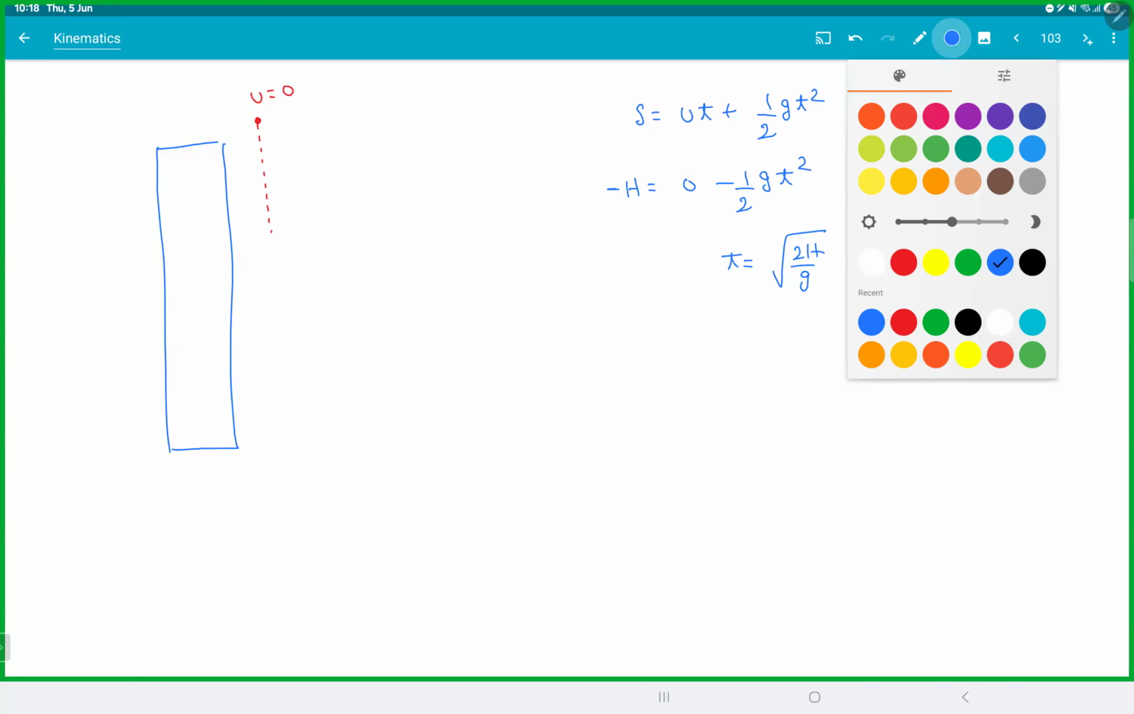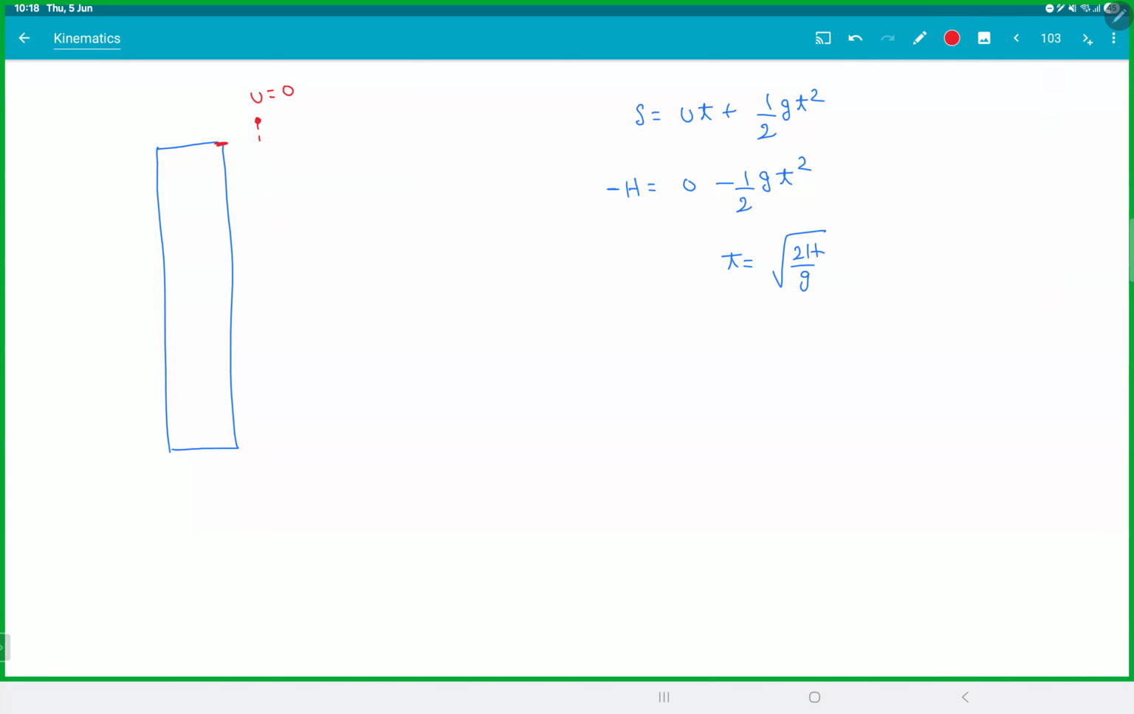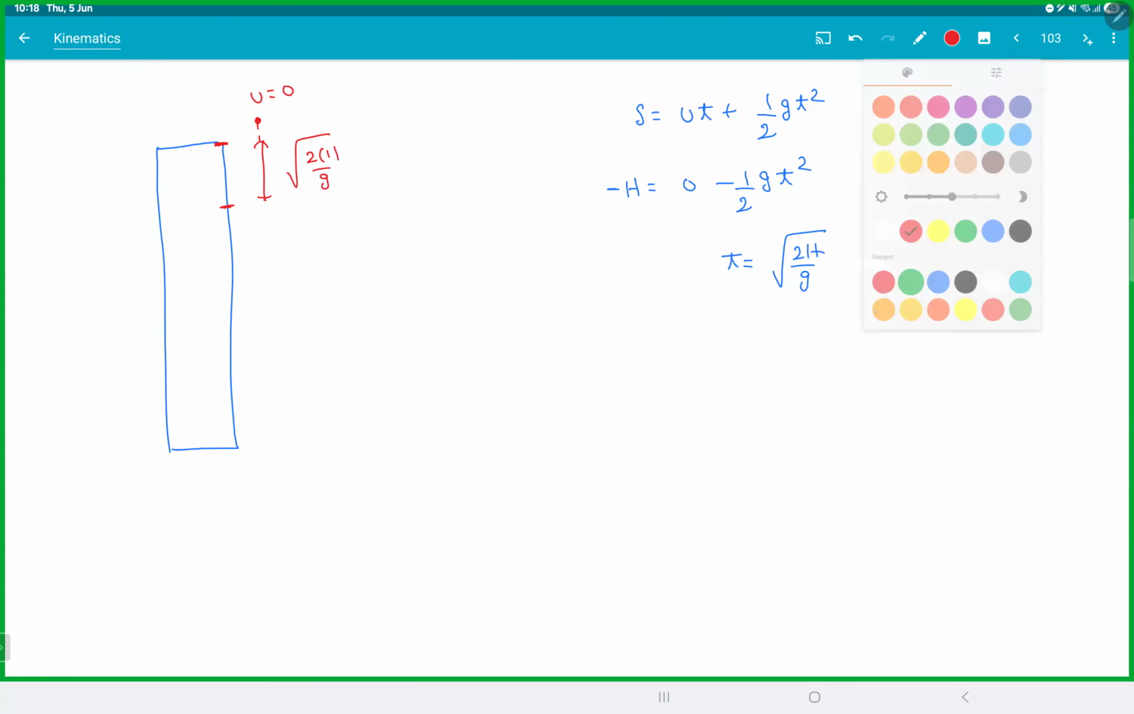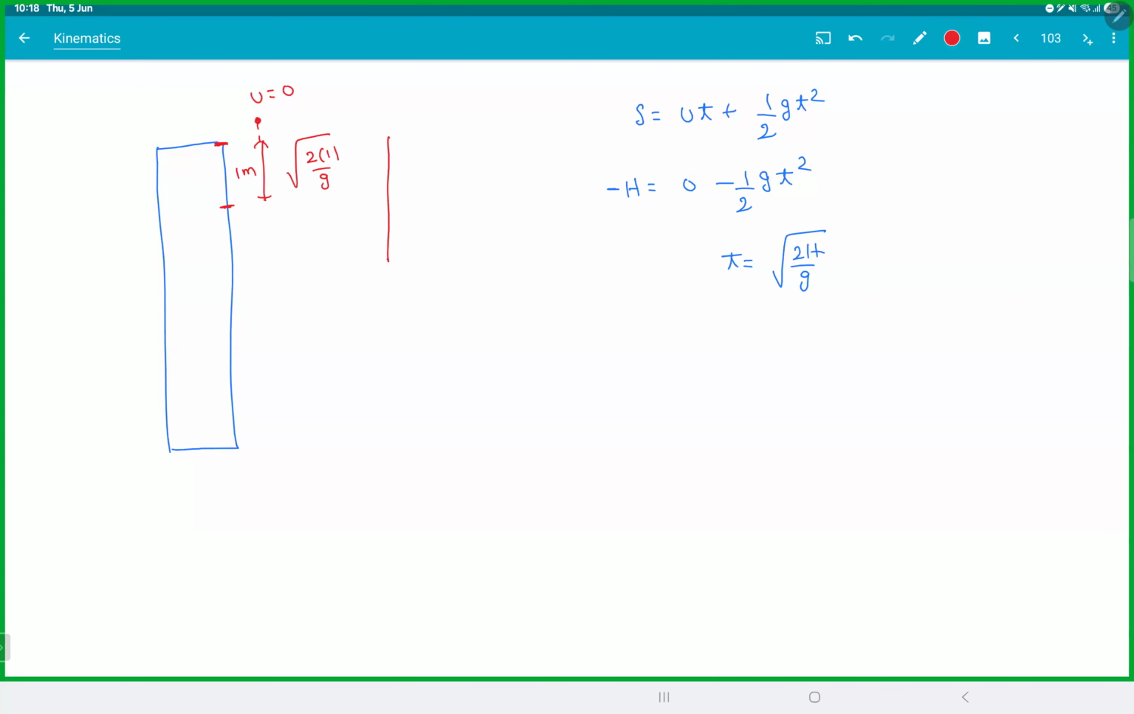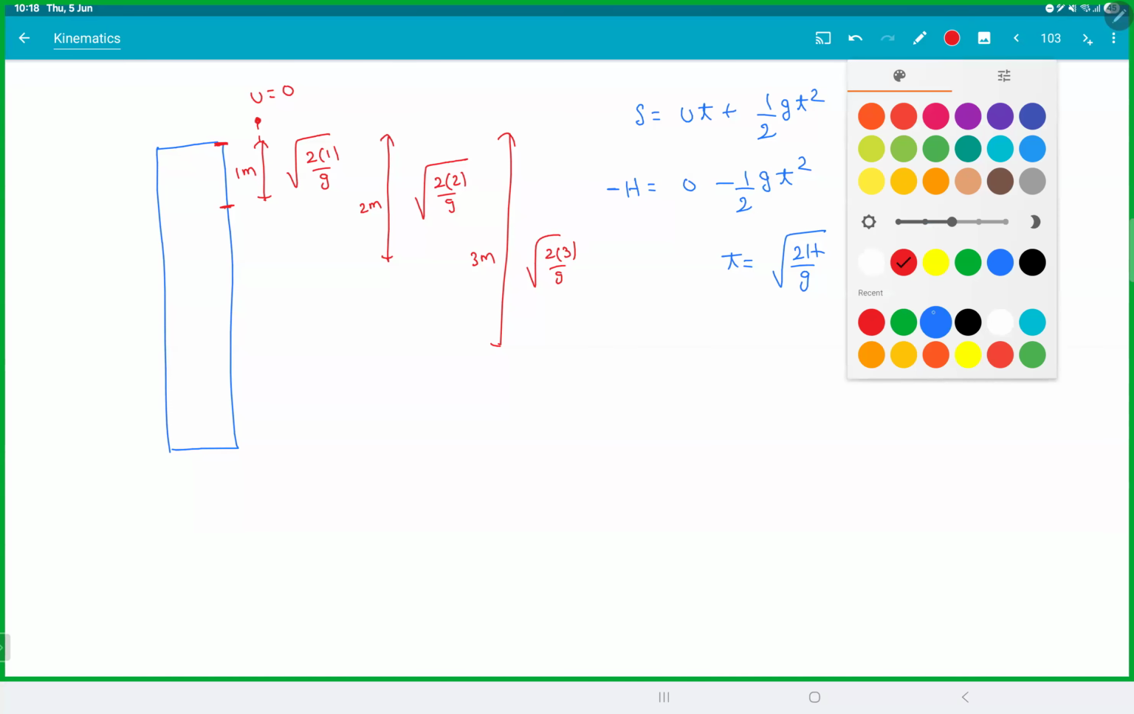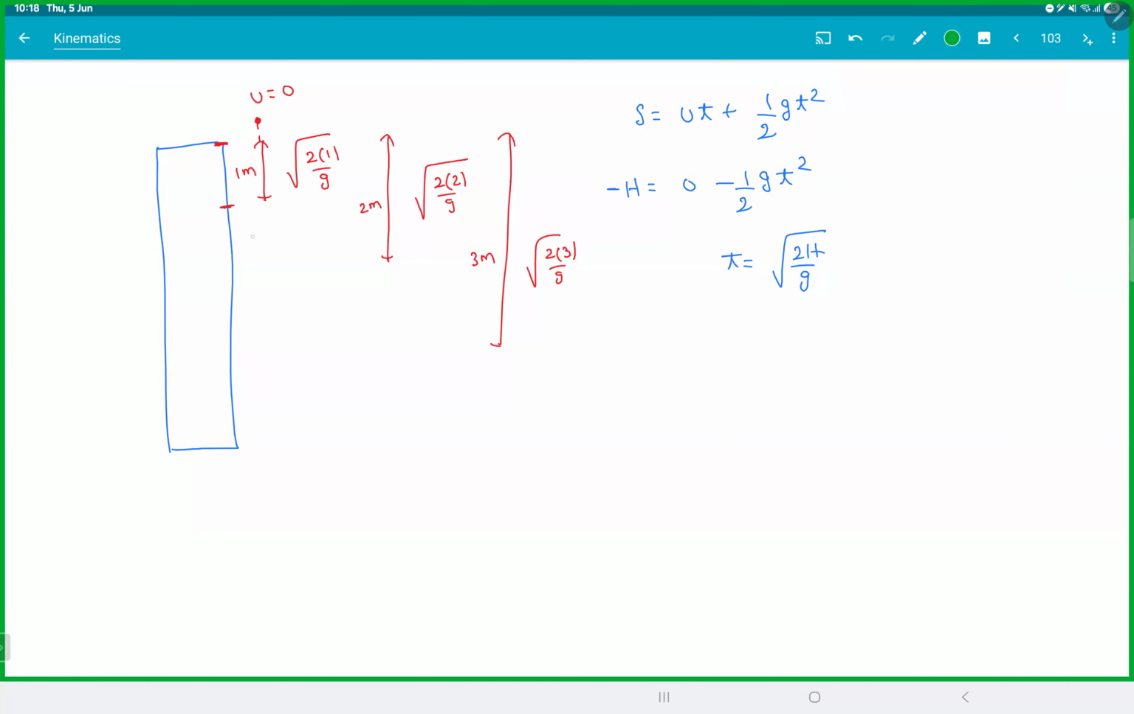Now what are you asking? For the first meter. So from 0 to 1, this is the first meter. The time taken will be root over 2 times 1 by g. That's for the first meter. For 2 meters, the time will be root over 2 times 2 by g. For 3 meters, the time will be root over 2 times 3 by g. Now you're asking time for first meter, second meter. So second meter meaning I need to subtract these 2 times.